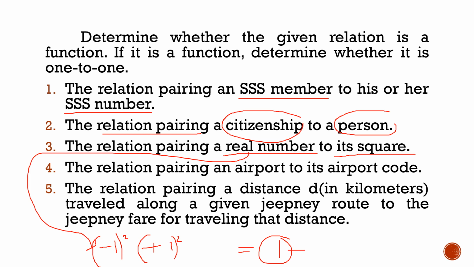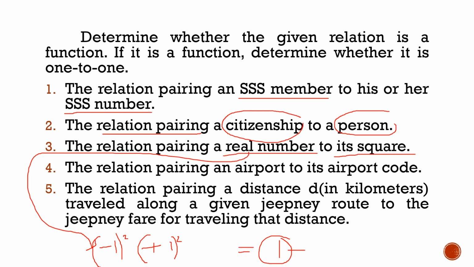Therefore, there is a repetition of values that provides only one output value. So if we input negative 1 and positive 1 and take the square of these two numbers, it provides positive 1. It's the same value. Meaning to say that there is no one-to-one relationship between this real number and its square. The only reason is that each real number has a unique perfect square.